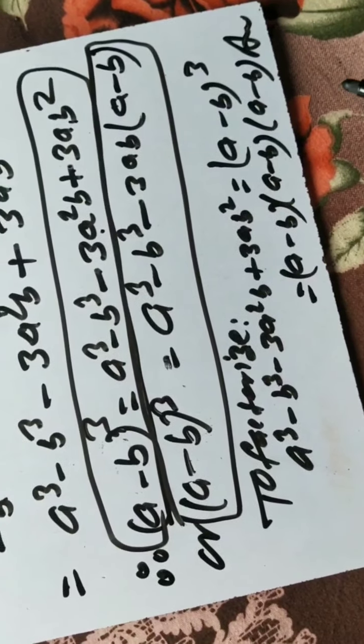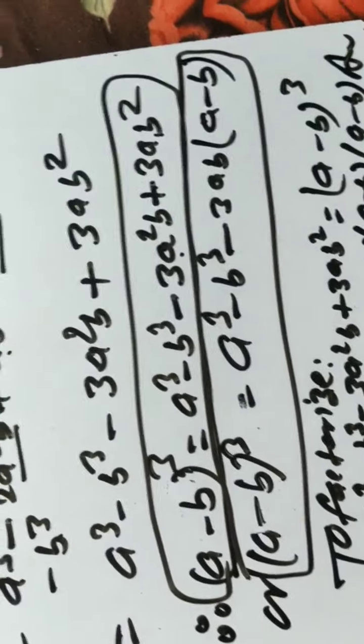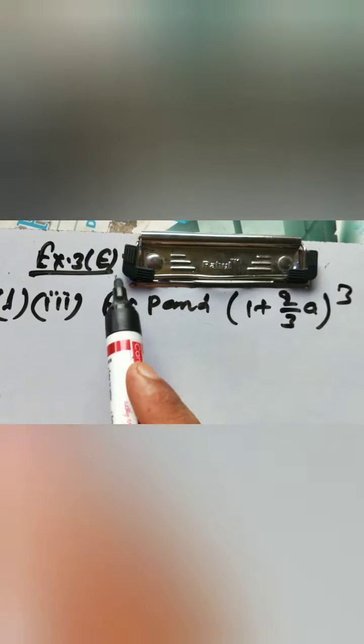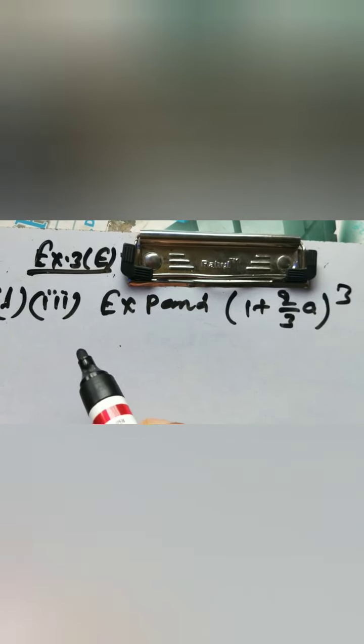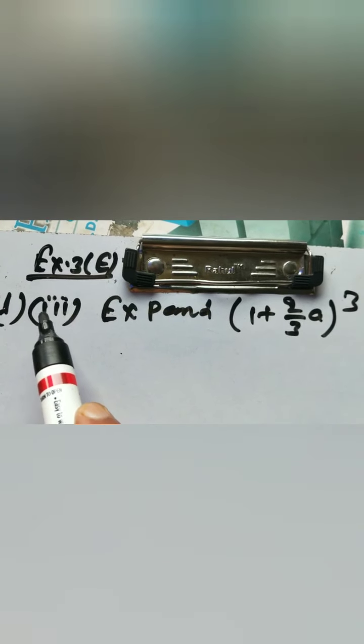Okay, so to factorize we use its converse. Question: some problems of exercise 3rd E based on this identity. Your question is the third question of question number 1.